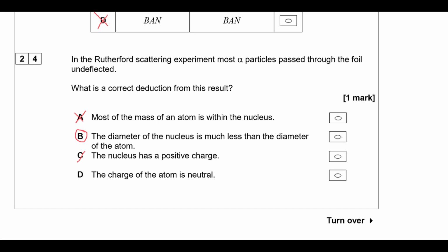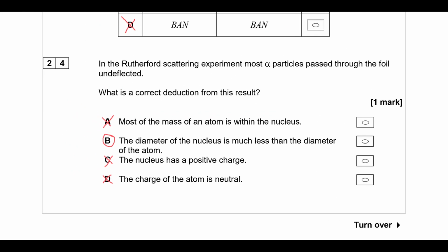You can't conclude anything about the charge or the charge overall of the atom from the fact that they're undeflected. The charge we learn from the deflected ones, and the fact the atom was neutral they already knew anyway, so that wasn't from the experiment.